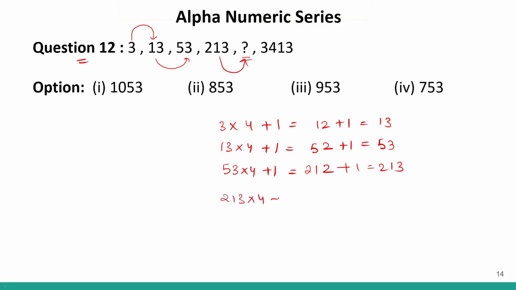213 into 4 plus 1. So 4 into 3, 12. 1 will be carried. I will get 5 and 4 2s are 8. So I'll get 852 plus 1, that is 853. This will be my answer.